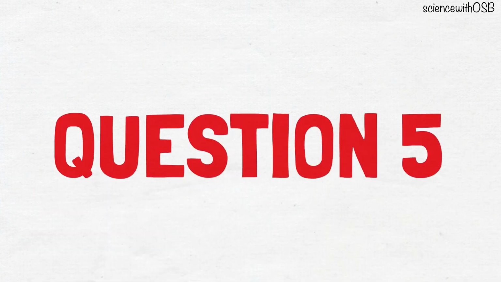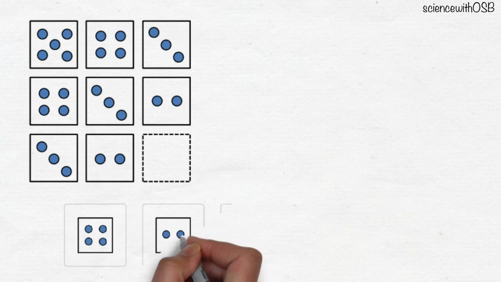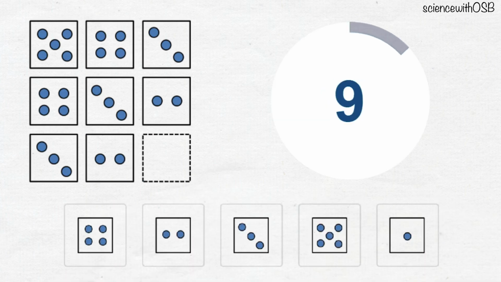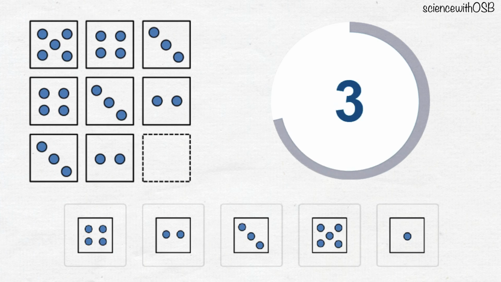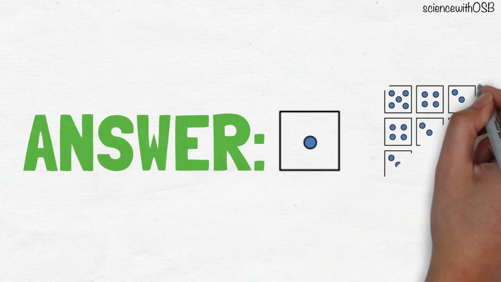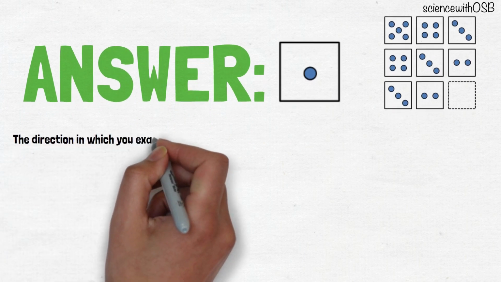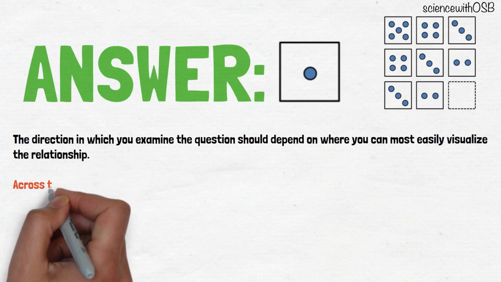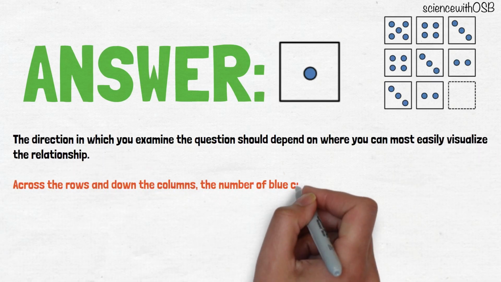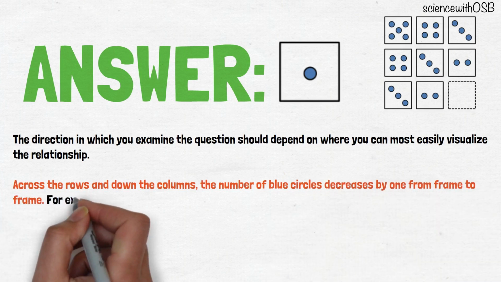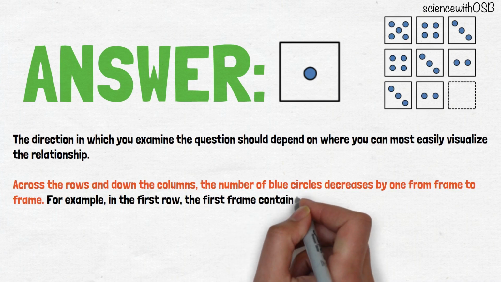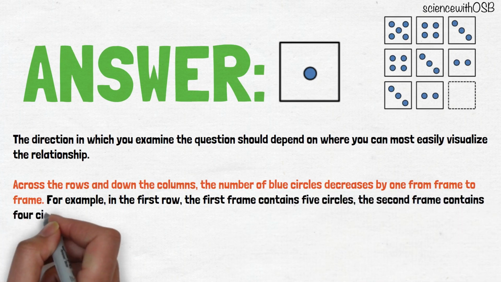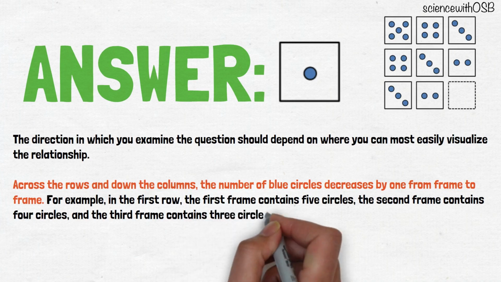Question number 5. The correct answer is the fifth option. The direction in which you examine the question should depend on where you can most easily visualize the relationship. Across the rows and down the columns, the number of blue circles decreases by 1 from frame to frame. For example, in the first row, the first frame contains 5 circles, the second frame contains 4 circles, and the third frame contains 3 circles.